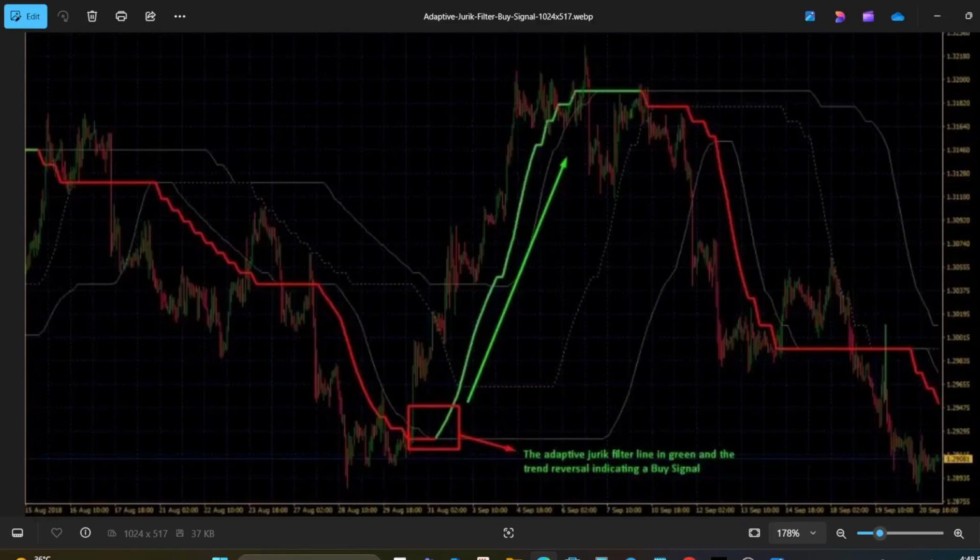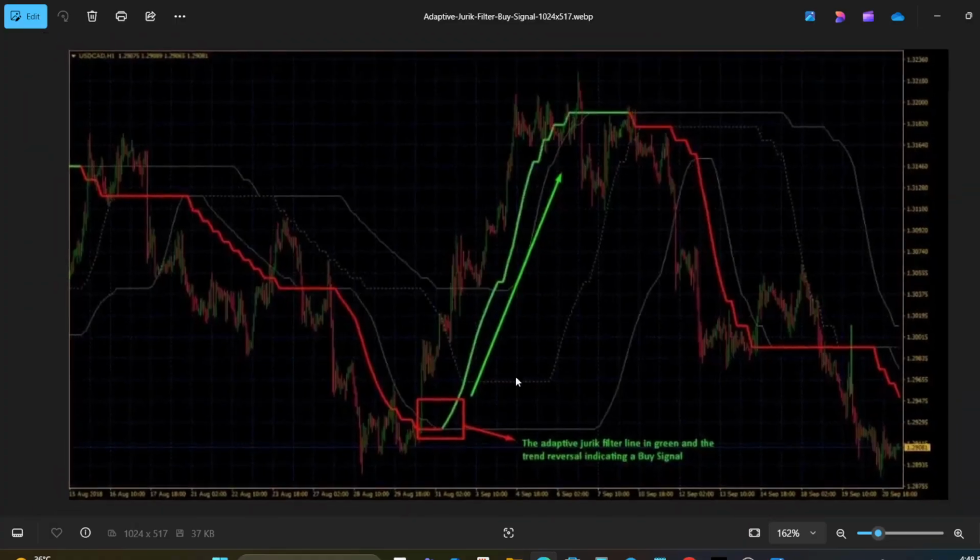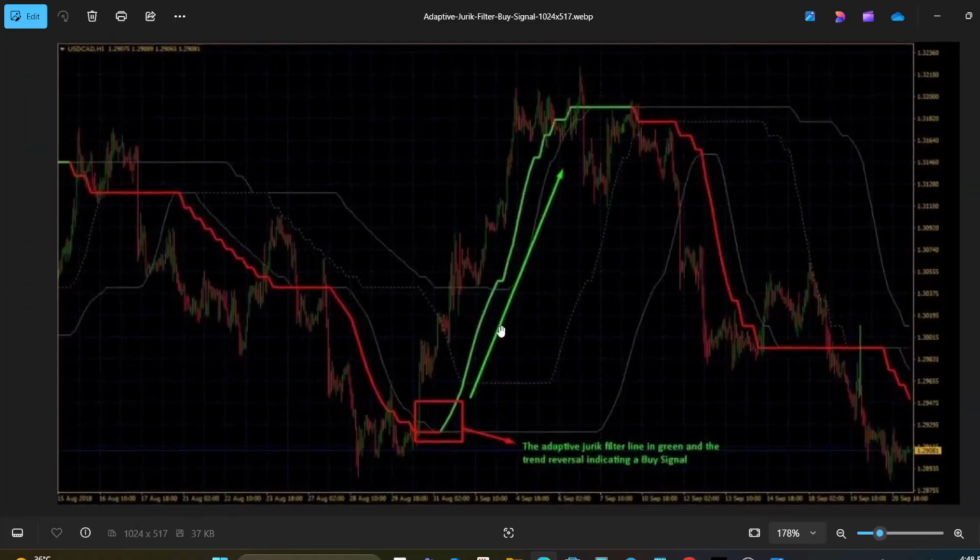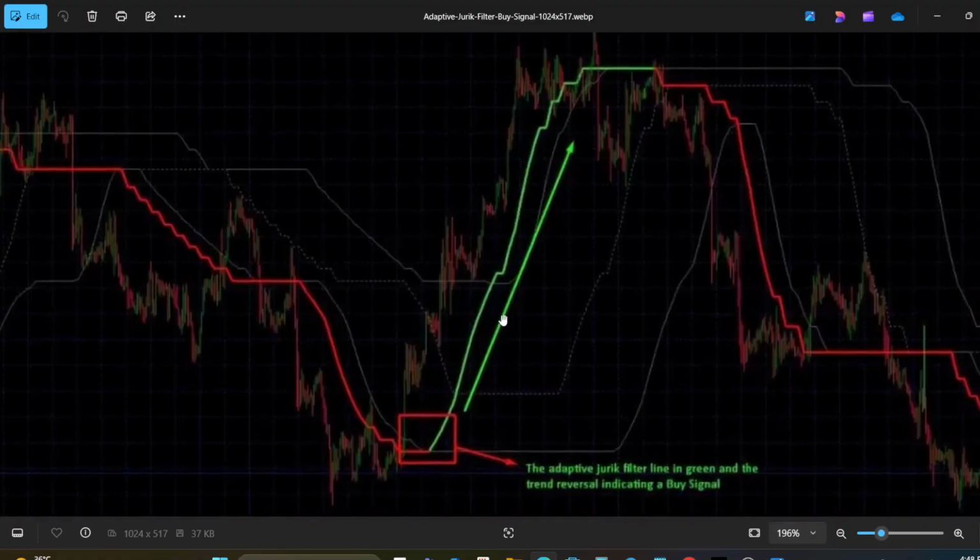So, what exactly is the Adaptive Jurik Filter? Simply put, it's an advanced technical analysis tool designed to smooth out market data, reduce noise, and give you clearer signals. Now, unlike traditional moving averages, which can often lag behind price action, the Adaptive Jurik Filter adapts to changing market conditions, making it far more responsive.